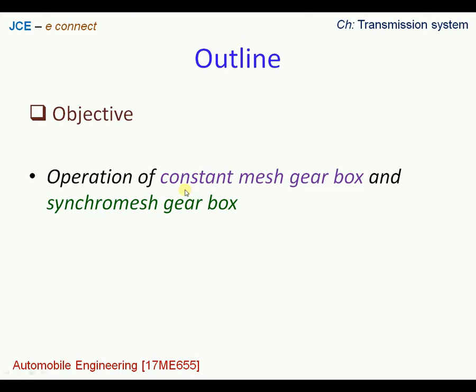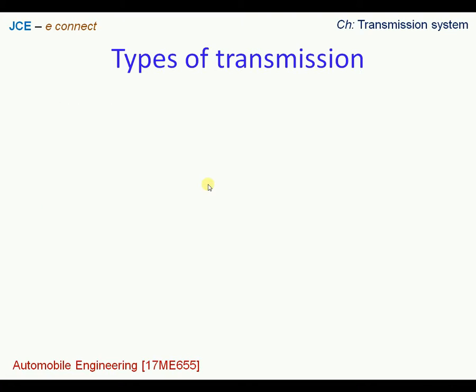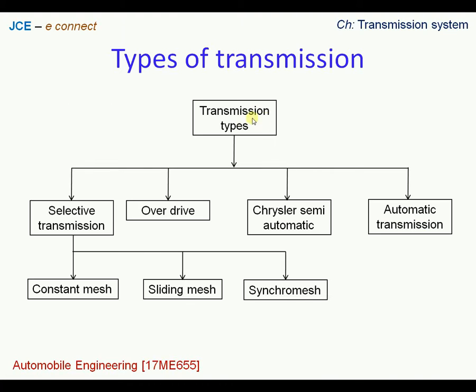Before we take up our discussion on these gearboxes, we'll look at the classification. The types of transmissions are shown here, broad classification. Among these, our focus is on manually operated selective transmission. In the last class, we have studied a sliding mesh gearbox. In today's lecture, we're going to look at constant mesh gearbox, followed by Synchromesh gearbox. So we'll now begin with constant mesh gearbox.